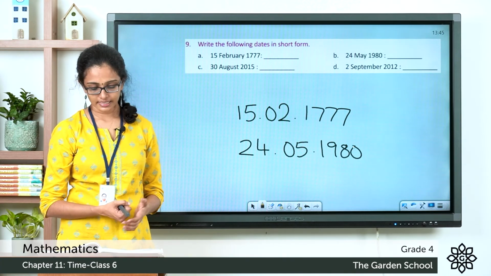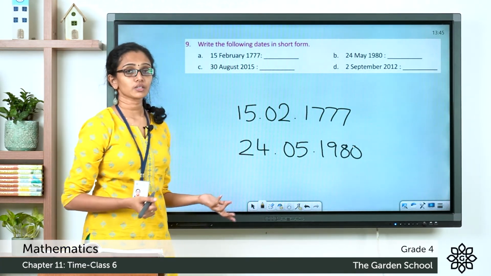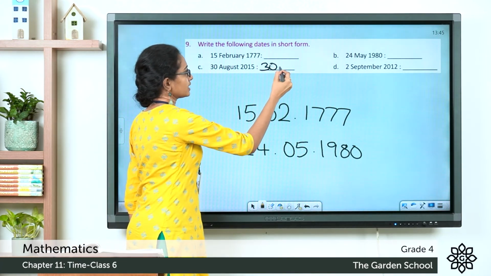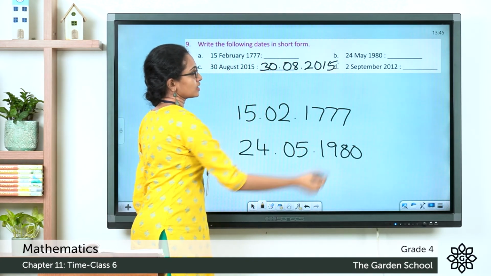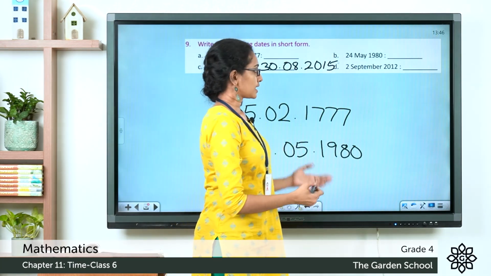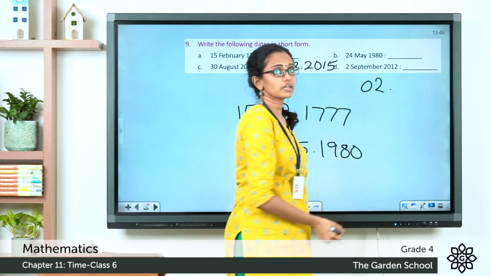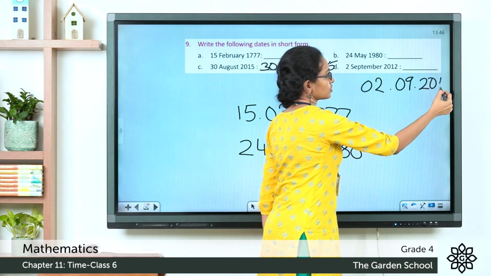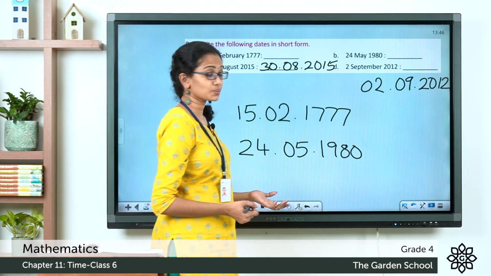Now what is the third question? The third question is 30 August 2015. Now August is the 8th month of the year. So that in short form will be equal to 30.08.2015. Now the last question, 2 September 2012. That can be written as 02, then a dot. September is the 9th month of the year. So 09, then 2012.